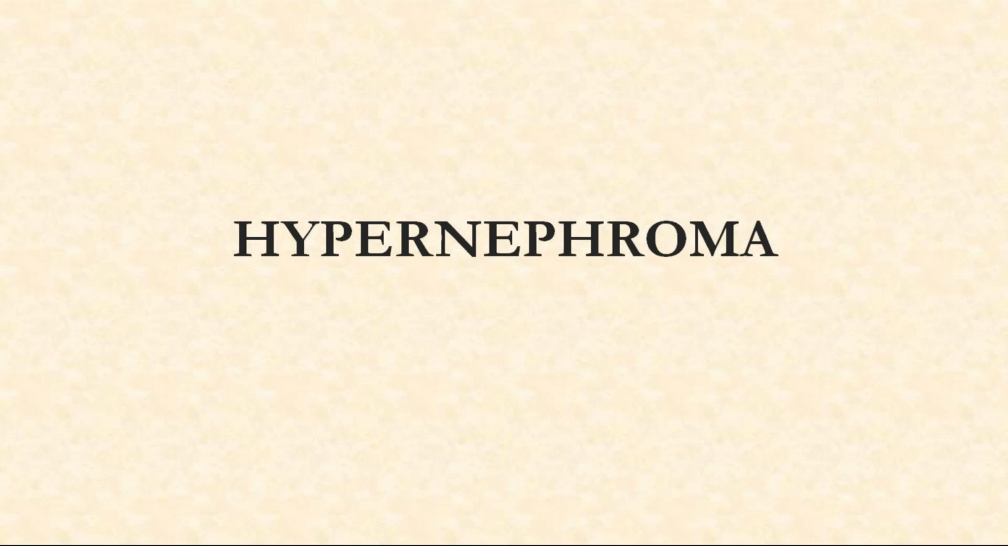Next, that is over. Coming to the hypernephroma. It comes as a question. Sometimes I ask it in the theory. You need to know this hypernephroma in detail. Hypernephroma is a malignant tumor of the kidney seen in adults. Another name is Grawitz's tumor or renal cell carcinoma.